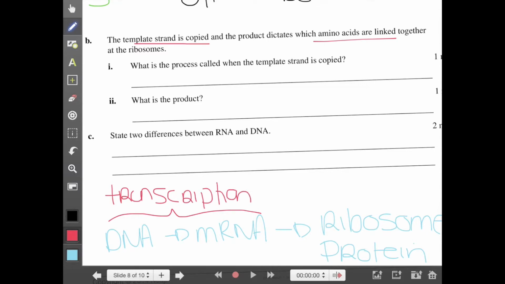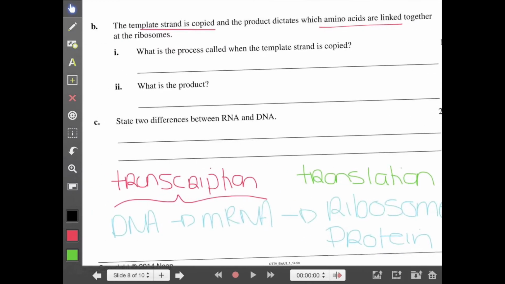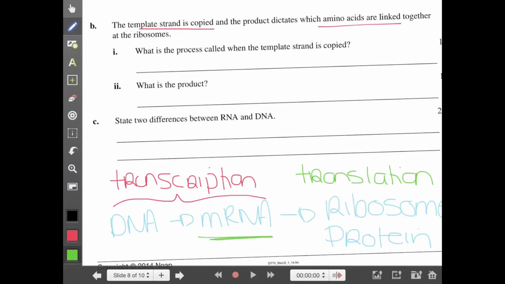Okay, so that's transcription. When we are looking at the protein actually being made, that happens at the ribosome, and we call that translation. So, what is the process called when the template strand is copied? Meaning that it's forming the mRNA. That is called transcription.